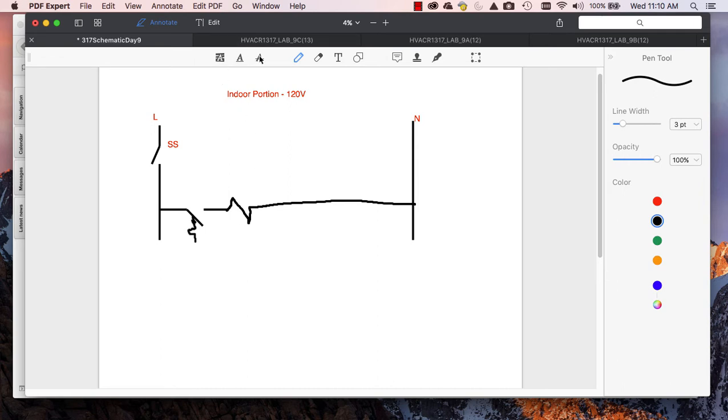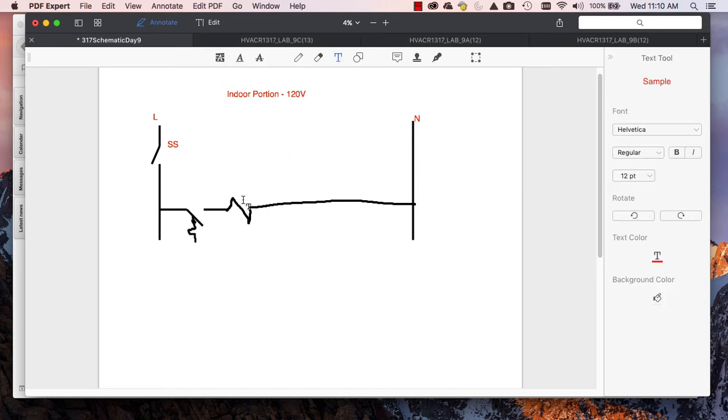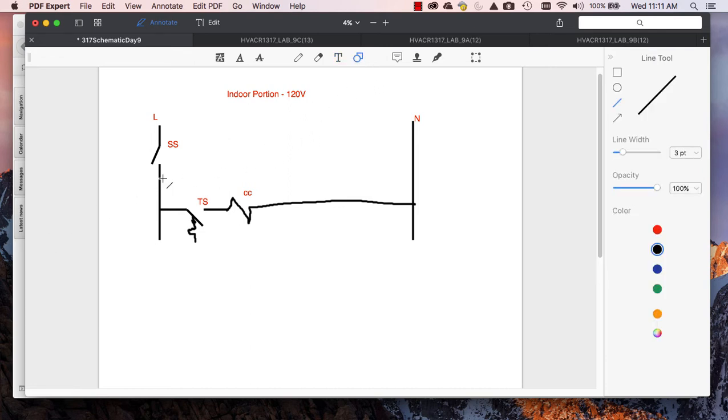Let's put in our coil. And let's go ahead and label that CC. And let's go ahead and come here and label that TS for thermostat. Okay, so now we've taken care of at least operating the outdoor system. So the other thing now I want to do is I want to come in and let's go ahead and draw in for our motors.